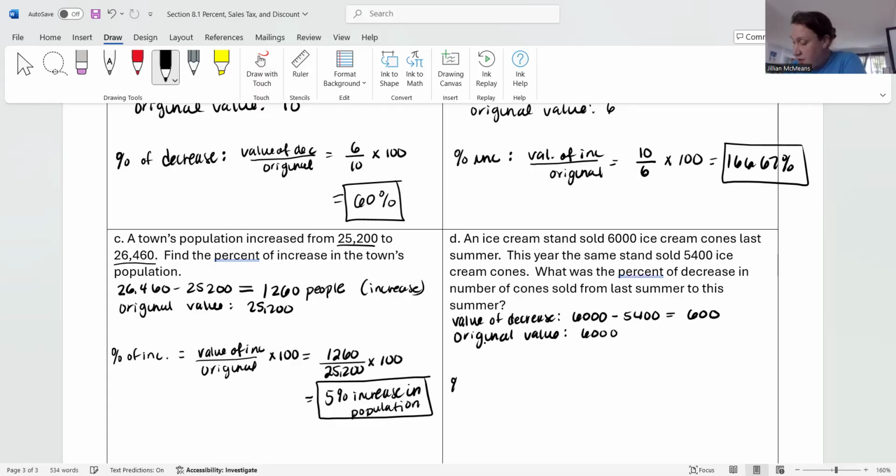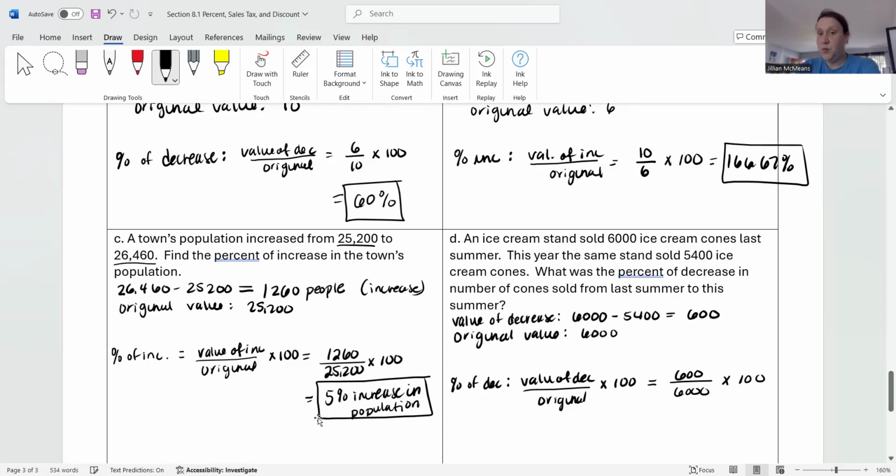Okay. So the percent of decrease is going to be the value of the decrease divided by the original. This gives us a decimal. We would convert it to a percentage. So I'm going to go ahead and just throw in a times 100. So the value of our decrease is 600. We're going to divide by the original value, which is 6,000. We're going to multiply by 100. We can jump over to the calculator.